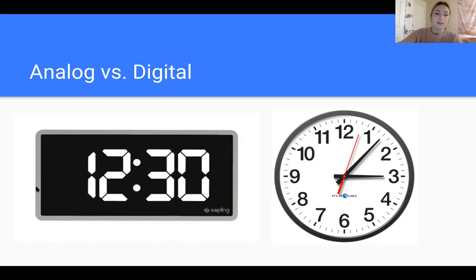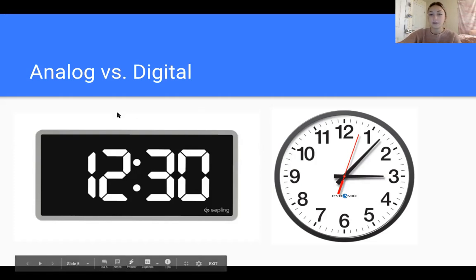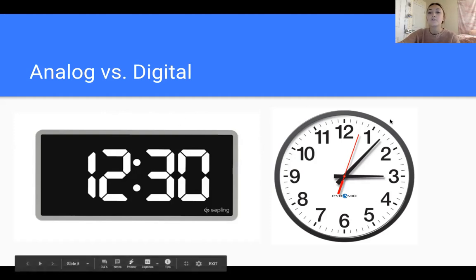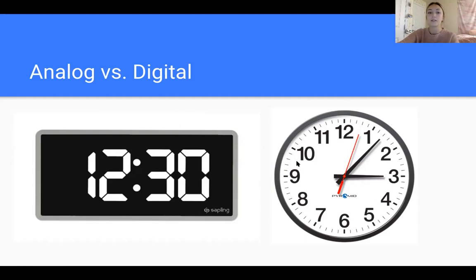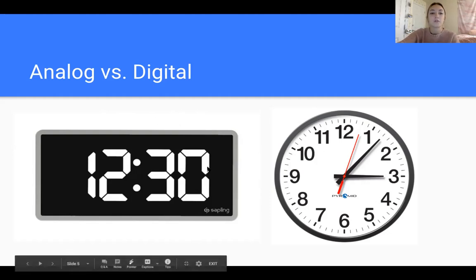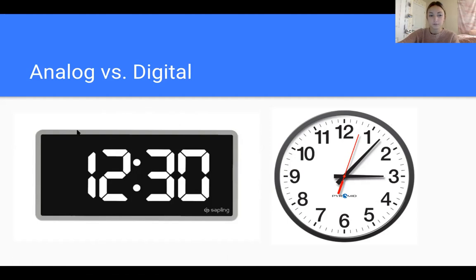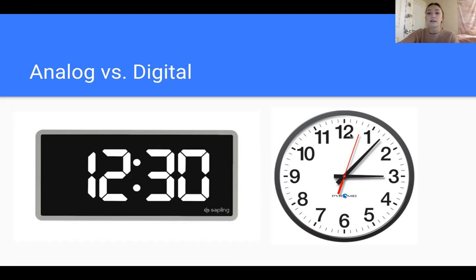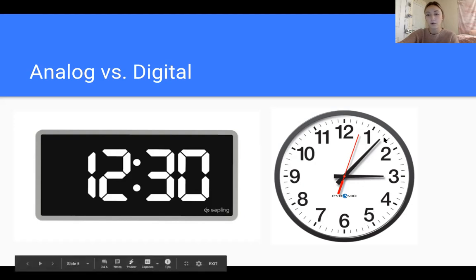So, if you said that the clock on the left was digital, you're correct. And if you said that the clock on the right was analog, you're also correct. So, what's the difference? Here on the digital clock, we have the numbers displayed numerically. And here on the analog clock, you see that we have a minute hand, an hour hand, and a second hand on the face of the clock that points to the numbers.